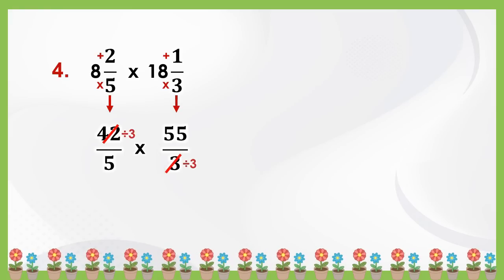Their common factor is 3. 42 divided by 3 equals 14. 3 divided by 3 equals 1. Another pair of numerator and denominator that have a common factor is 5 and 55. Their common factor is 5. 5 divided by 5 equals 1. 55 divided by 5 equals 11.